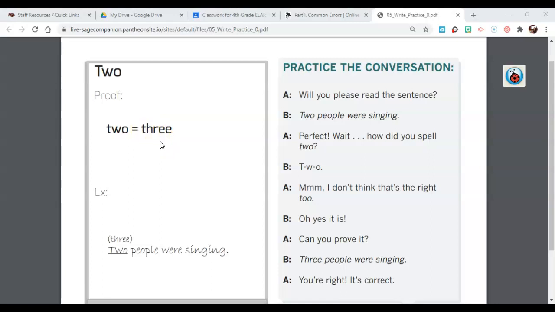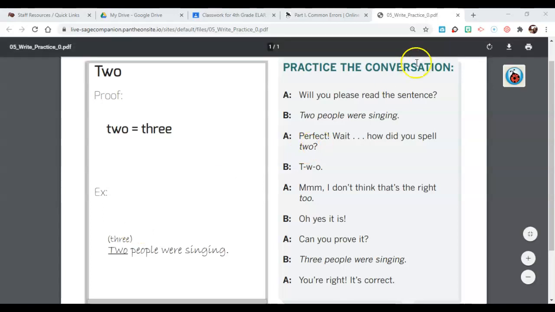But when we're proving these words, we don't want to write every single number that there is, so we're just going to choose the word three. And if three also works, then we have used the correct form of the word to. So let's come down here and look at our example. Two people were singing. If I use the correct form of the word to, I should be able to substitute the word three into my sentence and it should still make sense. So let's give it a try. Three people were singing. Does that work? Absolutely. So I know that I have used the correct form of the homophone to, T-W-O.